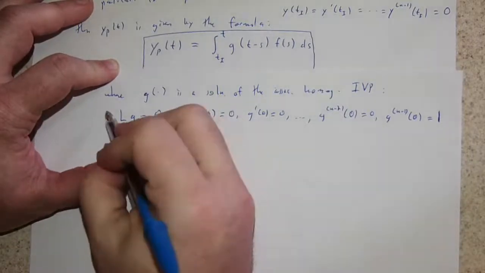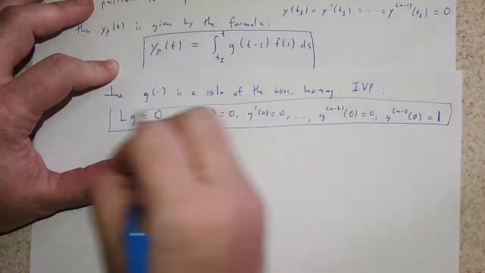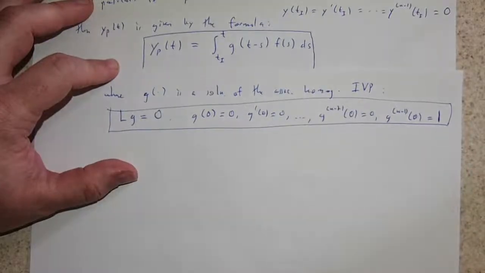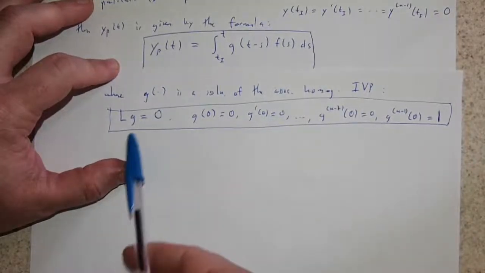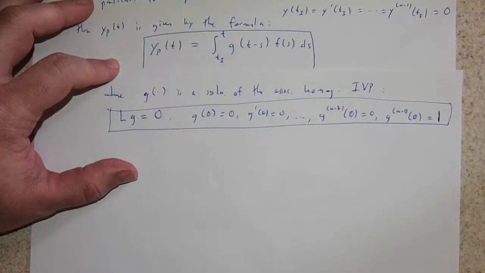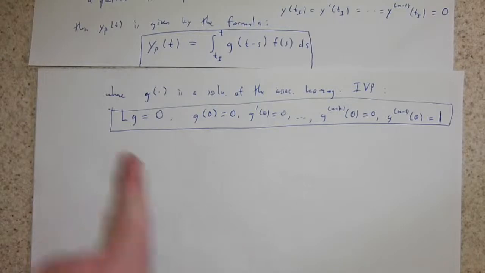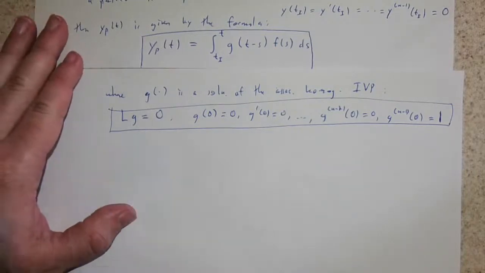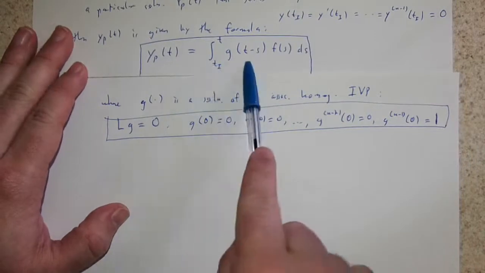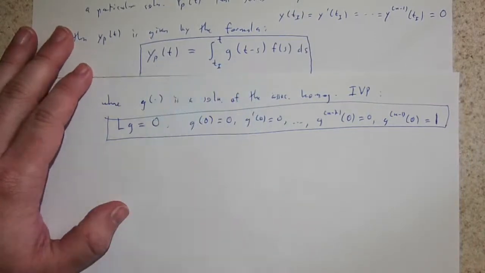Okay. So if g is the solution to this, we would solve this homogeneous equation with all these initial conditions imposed. Solving a linear homogeneous equation is easy. That's just finding the roots of the characteristic polynomial. Let's say that I've already done that. I impose these initial conditions. That gives me g that solves this. I then use that in this formula to write out my particular solution.